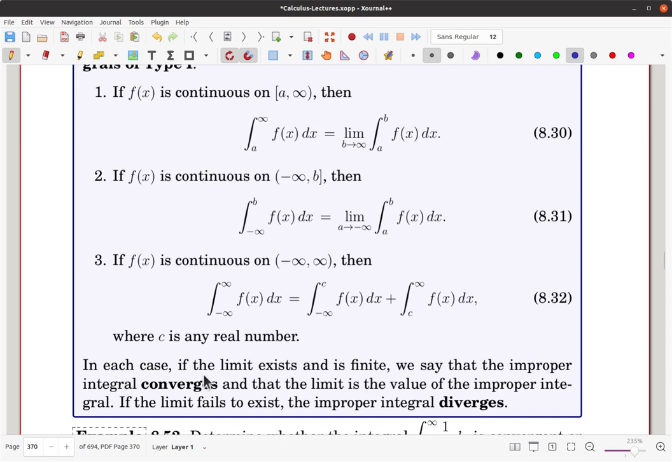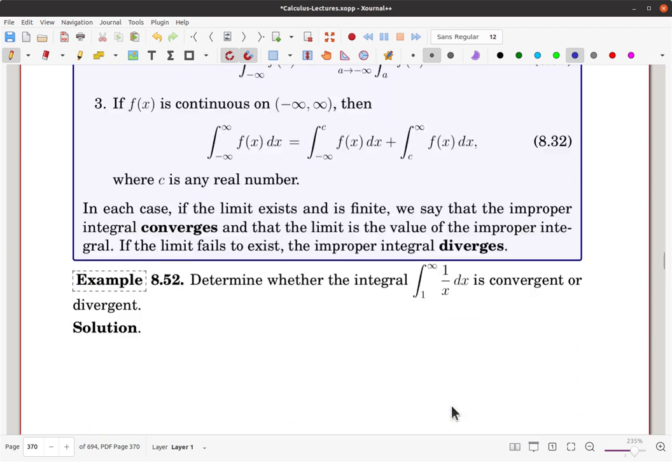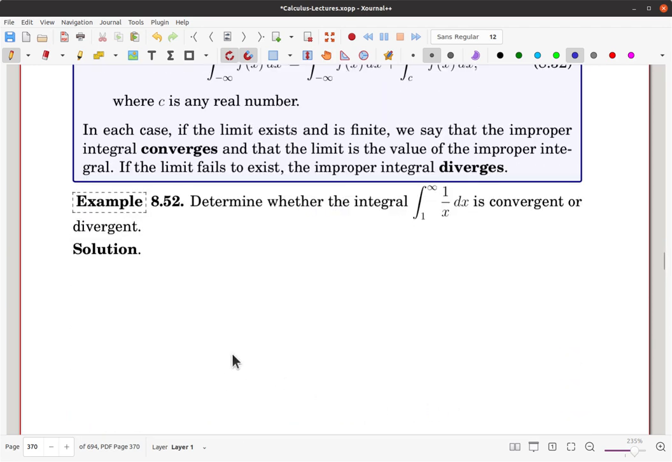Now, in each case, if the limit exists and is finite, we say that the improper integral converges and that the limit is the value of the improper integral. If the limit fails to exist, then we say the improper integral diverges. Here, determine whether the integral is convergent or divergent.